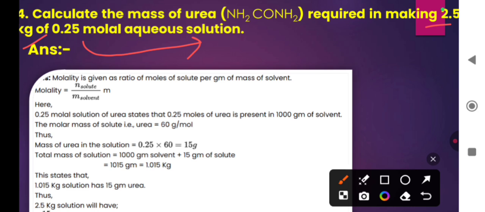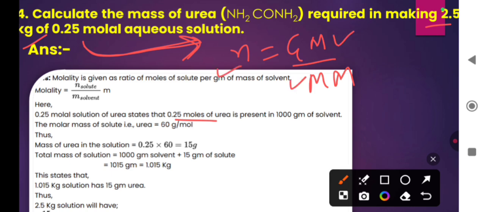How much mass of urea is present in 2.5 kilogram of solution? So first you have to convert this molal into a solution. How can you convert? If 0.25 moles is given, as you know, moles is equal to given mass by molar mass. If you want to find the given mass of the solute, then multiply moles into molar mass. So this is what we have done here. Mass is equal to moles into molar mass. You will get the mass of urea, that is 15 gram.